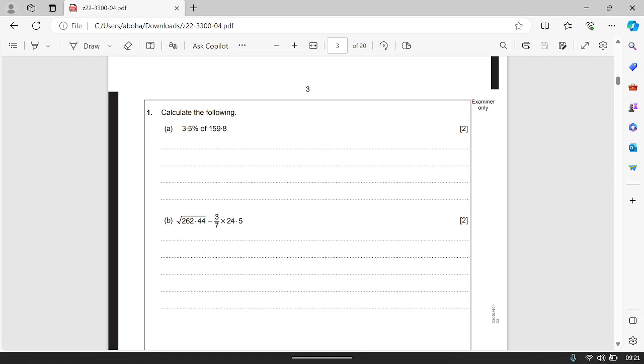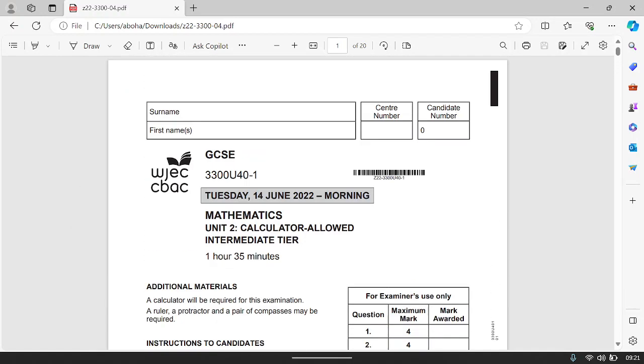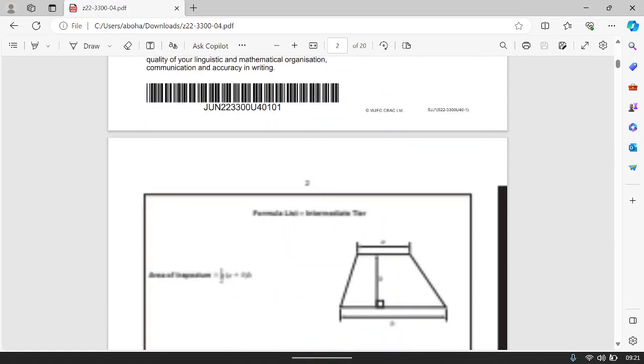Okay, so we're going to answer this paper here. This is going to be the WJC June 2022. This is the calculator paper.